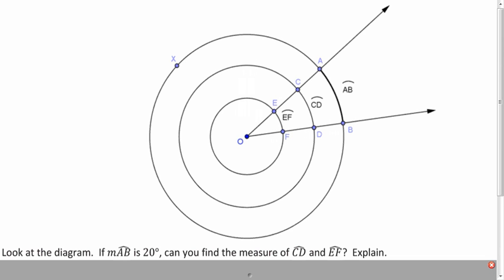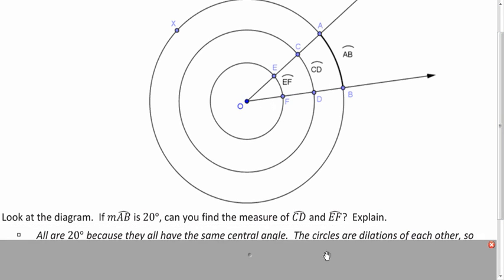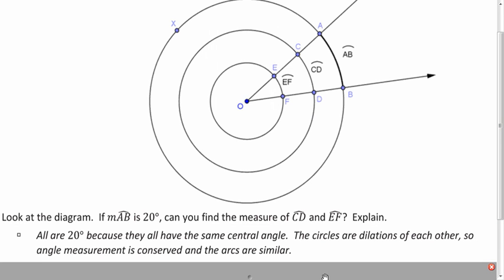Now they're telling us that arc AB has a measure of 20 degrees. What can we say about the measures of arcs CD and EF? Well, you know they must also be 20 degrees because they all have the same central angle. Now you might be thinking to yourself, well, that doesn't make much sense. These are different sizes.